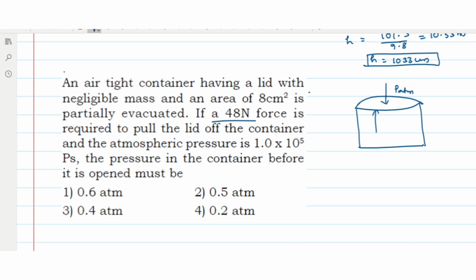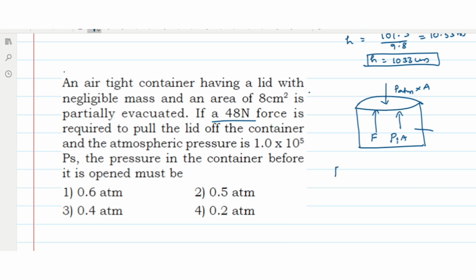So force due to the atmosphere is pressure due to the atmosphere into area. Pressure due to the container will be acting along this direction. So pressure due to the container is the inward pressure into A. This is a force value, and here you are applying the force to remove the lid. Now just equate these values. The atmospheric pressure force is downwards.